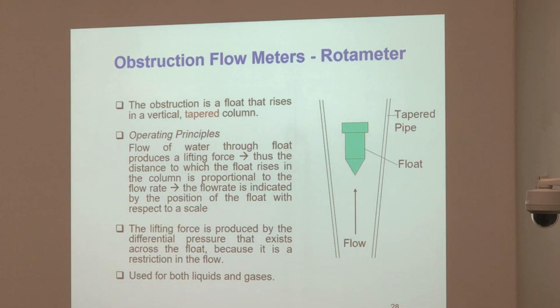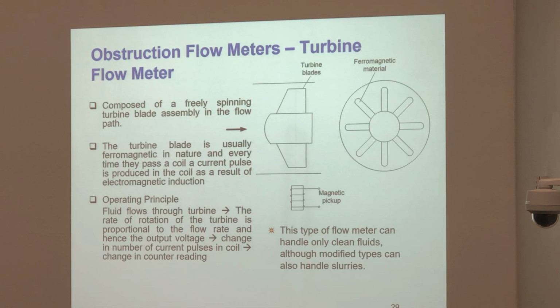Let's try to see the rotameter itself. So the flow goes up from here, and this float will move as per the velocity of it. So the obstruction is a float that rises vertically in a column. So outside here you can have the scale to read. Operating principle is the flow of the water lifting up with force, and then the distance, this one, I think you can read. It can be used for liquid and also gases, alright? Okay, this one is for rotameter, and you should know, don't mix up.